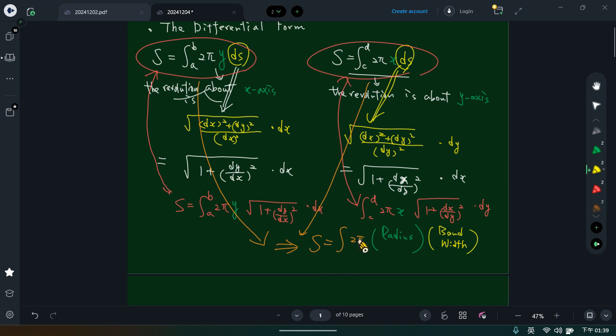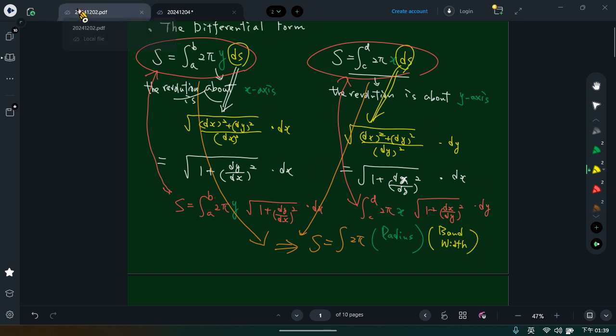So what you need to memorize is integral 2 pi, then radius. The radius will be y if the revolution is about the x-axis. If the revolution is about the y-axis, the radius will be x. Then ds here is the bandwidth, the arc length.